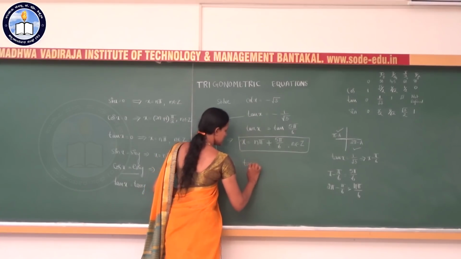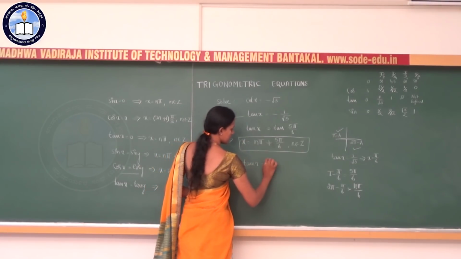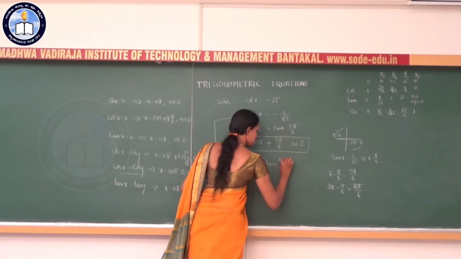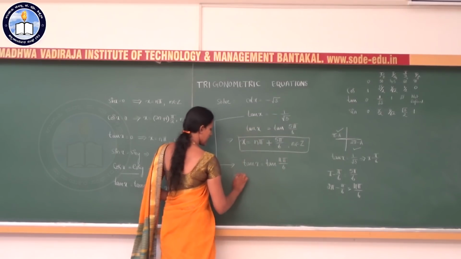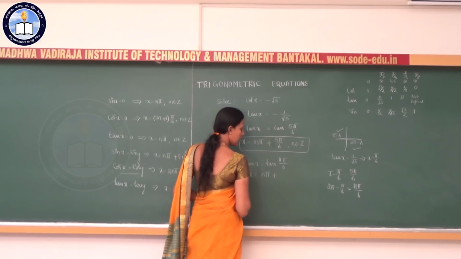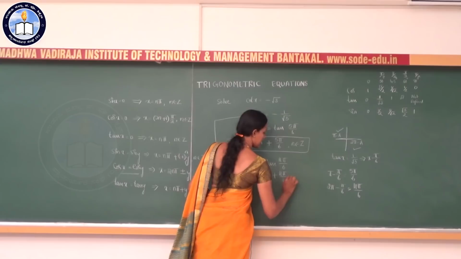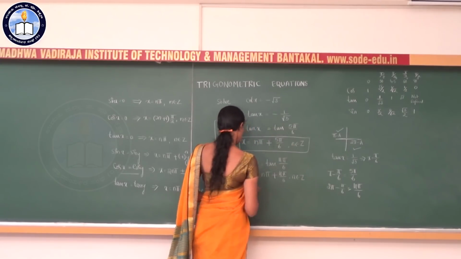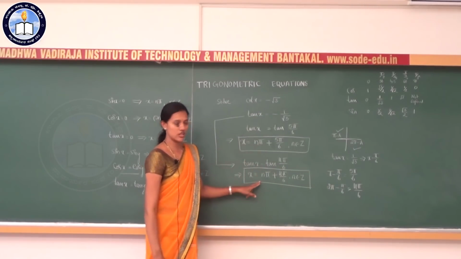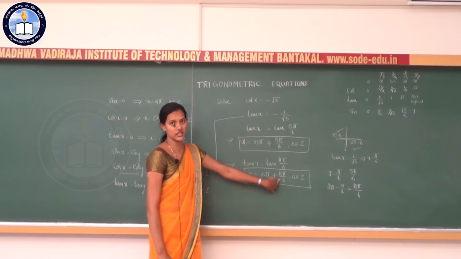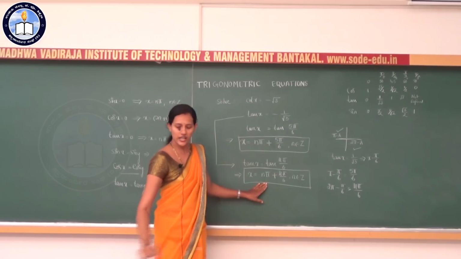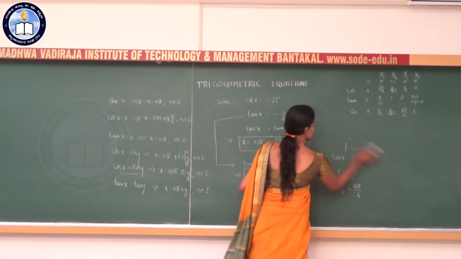We can write it as tan x is equal to tan of, instead of 5 pi by 6, we can use 11 pi by 6. In that case the general solution is x is equal to n pi plus 11 pi by 6, where n belongs to Z. These two general solutions may look different because of the second terms, but they represent the same set of solutions.